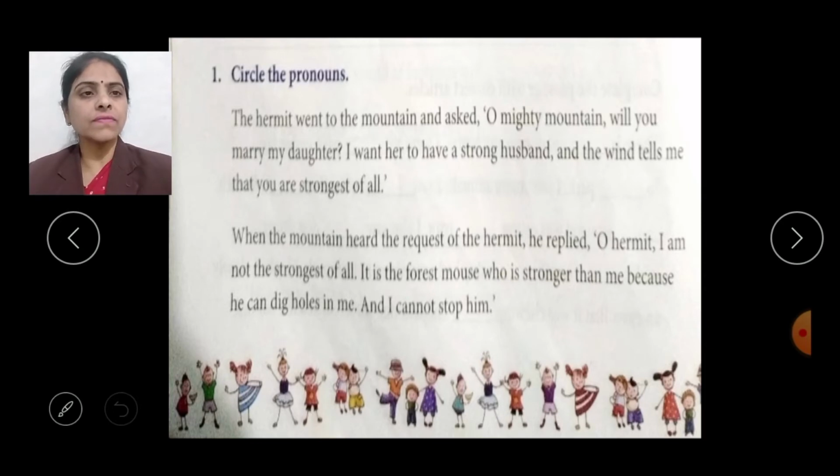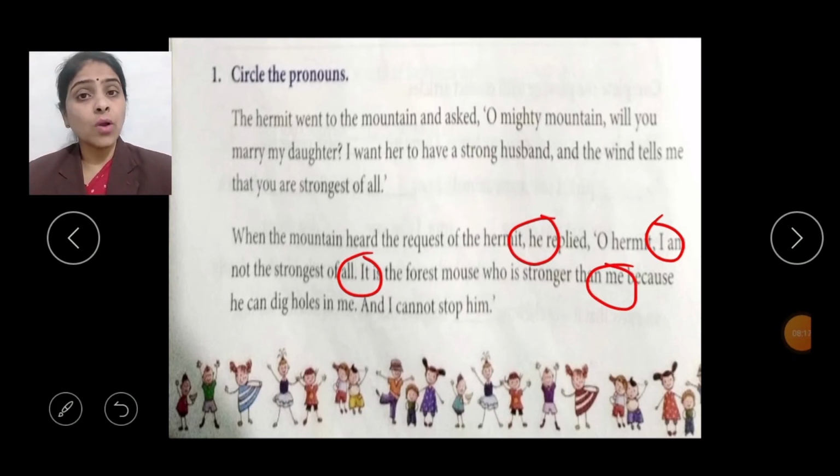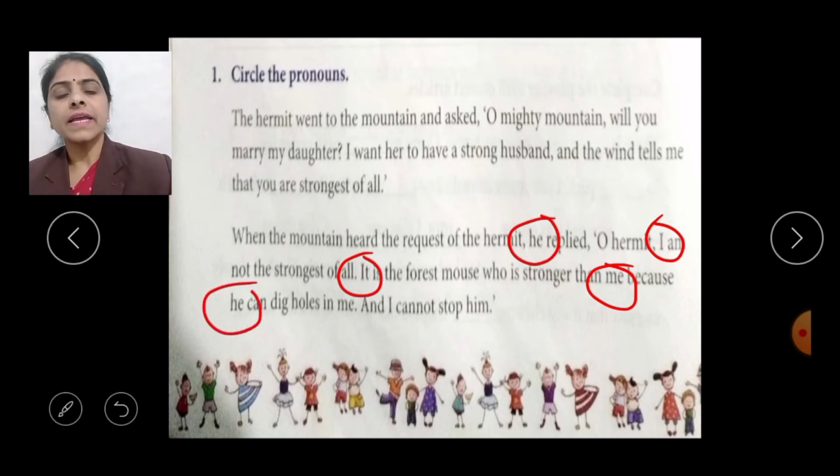In this paragraph, "he" is a singular subject pronoun of third person. Then "I" is a singular subject pronoun of first person. Then "it" is also a singular subject pronoun of third person. Then after, "me" is a singular object pronoun of first person. Then "he" is a singular subject pronoun of third person.